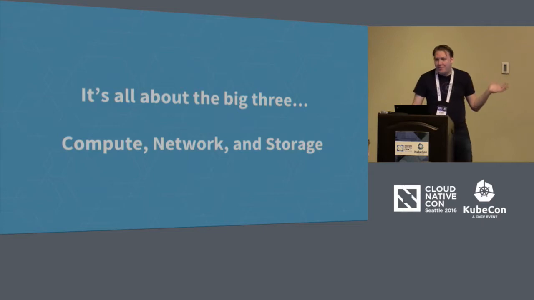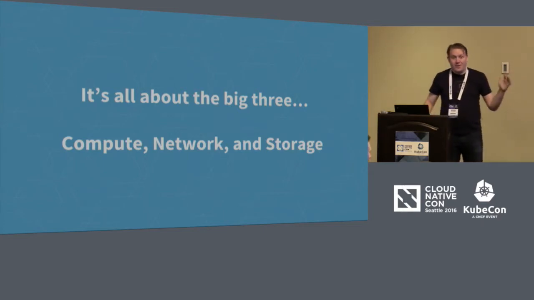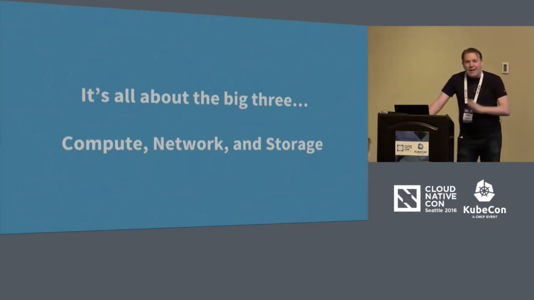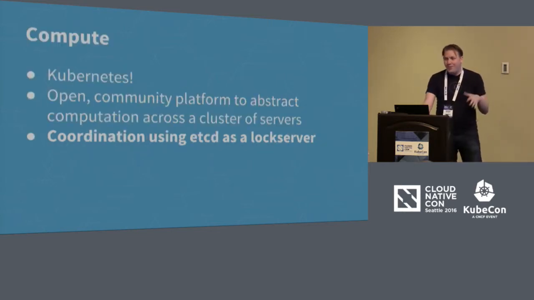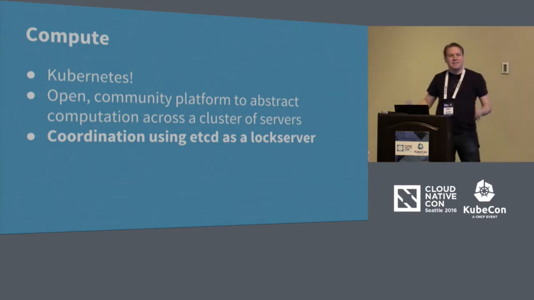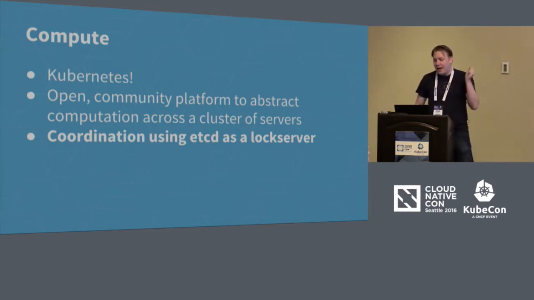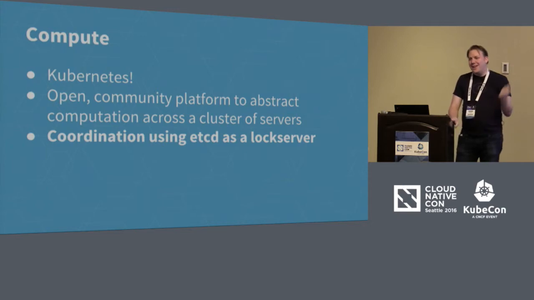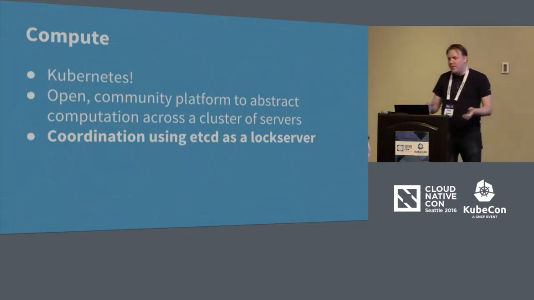Because it's all about the big three: compute, network, and storage. In any sort of cluster environment, this is what we care about. So compute, we know this. This is Kubernetes. This is what we're all here for, how do we distribute compute across a bunch of nodes in a cluster. Interestingly, you'll notice that it also uses etcd as a coordination point, as a lock server by which all the API calls and all the objects live on and survive in the cluster.